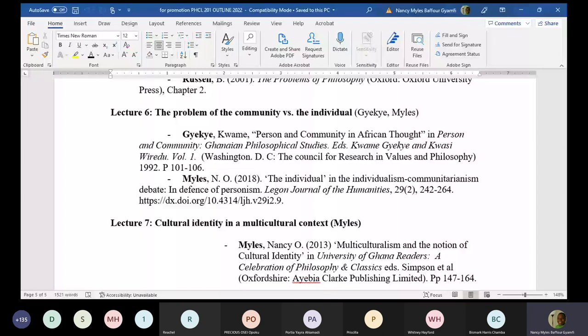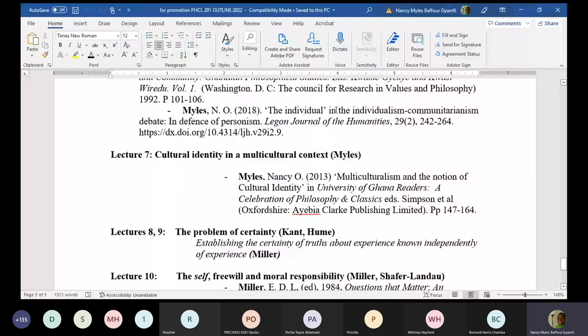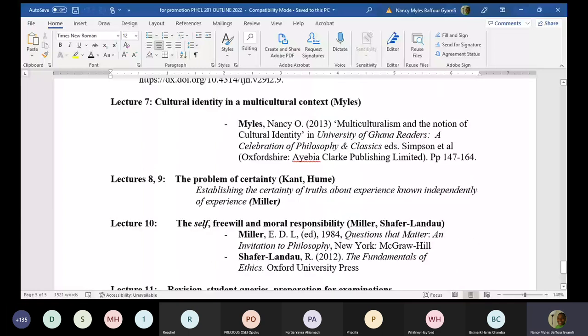It just built on Jechi. This Jechi paper, you can find it, "Person and Community." There are plenty of copies in our departmental library. You can also find it online, I think. "Cultural Identity in a Multicultural Context."